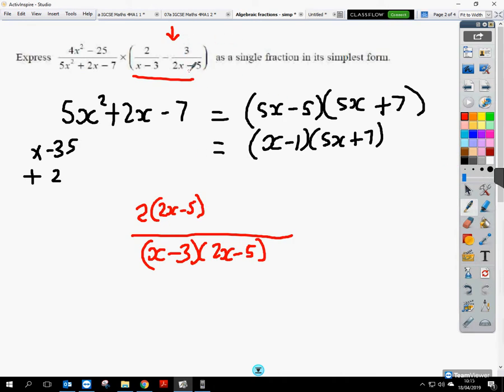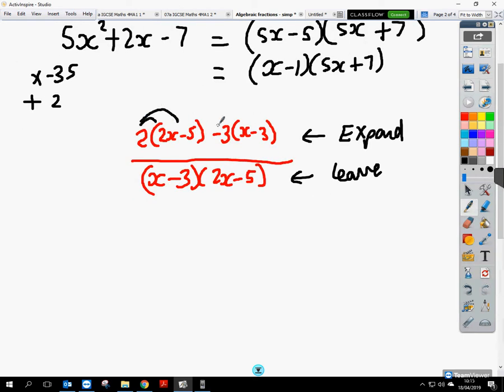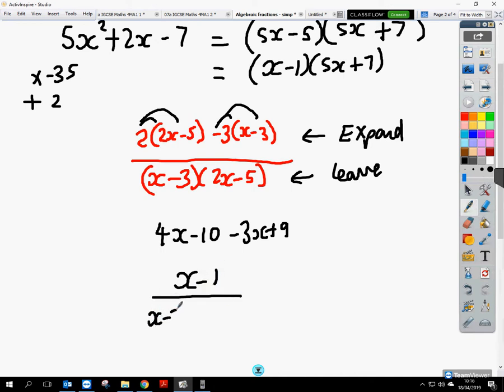Okay. For the second fraction, what do you times 2x minus 5 by to get to this denominator? You times it by x minus 3. So you times the top by x minus 3. And the rule of thumb for this is you expand the numerator, but you leave the denominator. So let's expand the numerator. When you do that, you get 4x minus 10 minus 3x plus 9. And this simplifies to x minus 1 over, and then you've got your 2 fractions, which are x minus 3 and 2x minus 5.